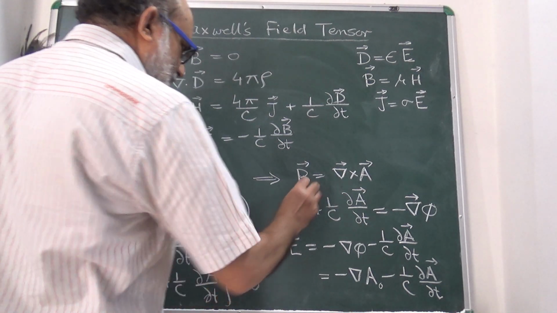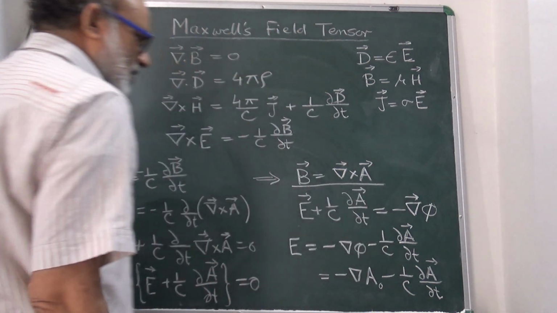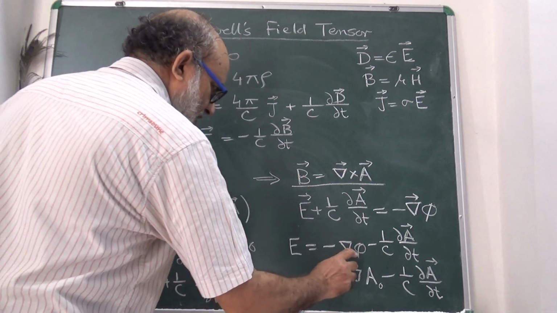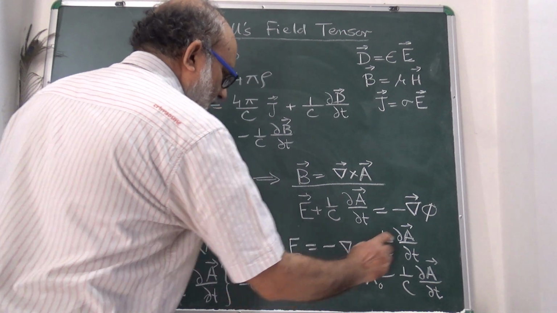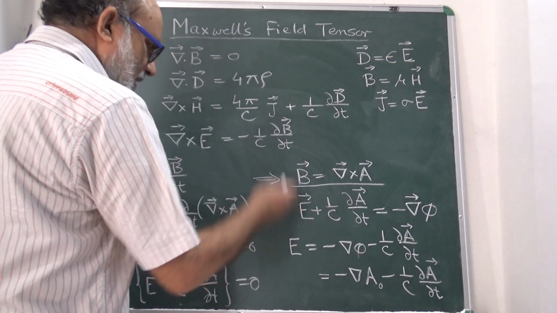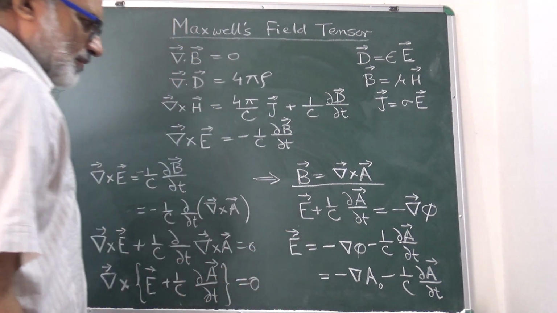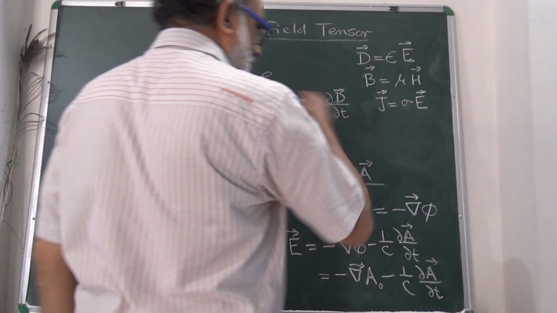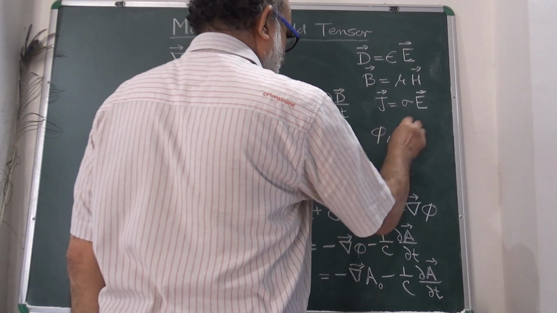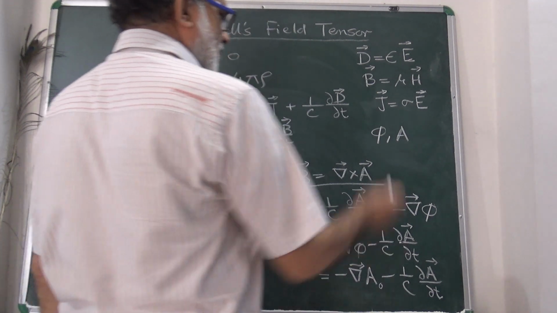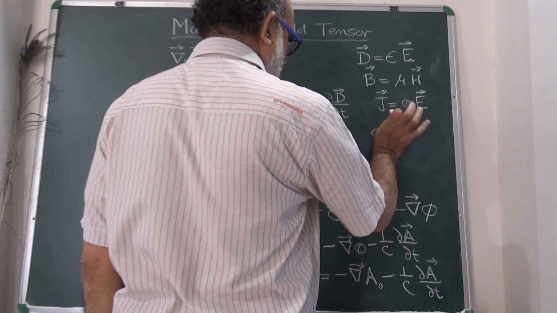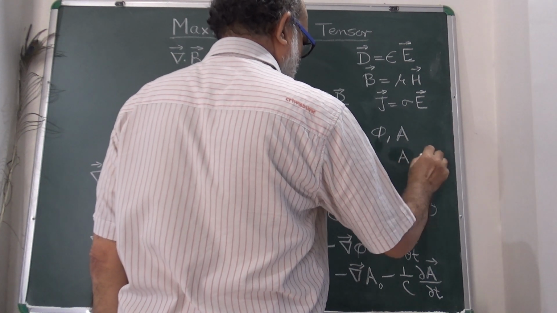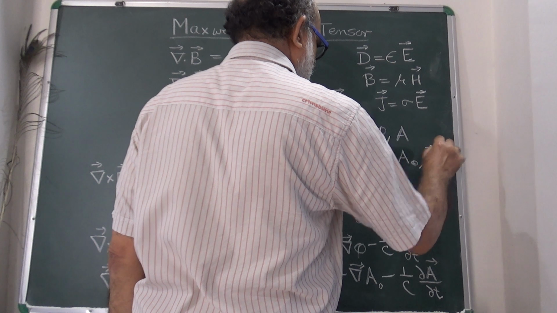So we have expressed B in terms of the vector field A, and E in terms of a scalar field phi and a vector field A. So both the electric field and the magnetic field are represented by two fields, one scalar field and another vector field, where in 4 dimensions phi is the time part, and this can be written as A naught, A.